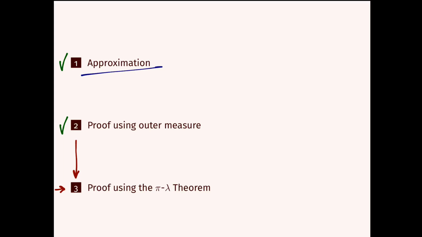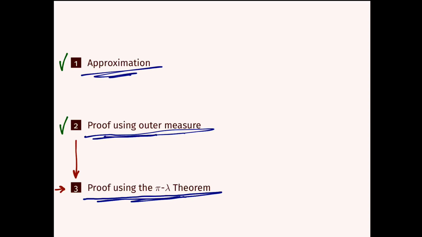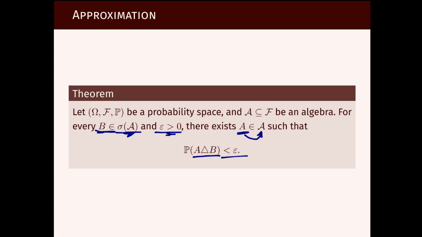We have seen the notion of approximation, and we have given a proof of the main approximation theorem using the outer measure. Now we give an alternative proof of the same theorem using the pi-lambda theorem. It's a completely different proof, and it is a very interesting one. Remember again, what is the theorem?